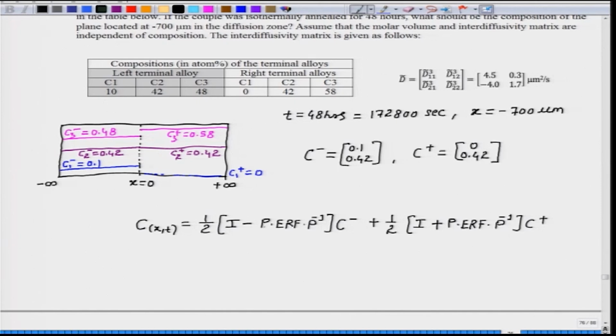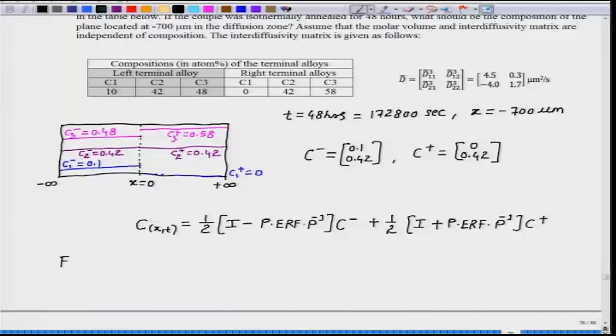Now, we know what are these matrices P, ERF and P inverse, right. ERF is essentially a diagonal matrix containing error function terms, right, and these error function terms are in terms of the eigenvalues of the diffusivity matrix. So, if we write ERF, it looks like error function of x over 2 root d1 t. This is a 2 by 2 diagonal matrix. So, the non-diagonal elements are 0. The second term is error function of x over 2 root d2 t.